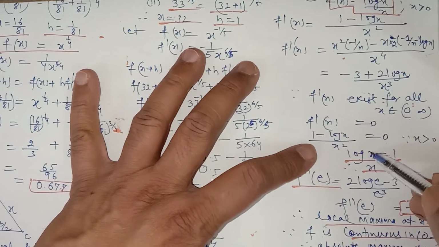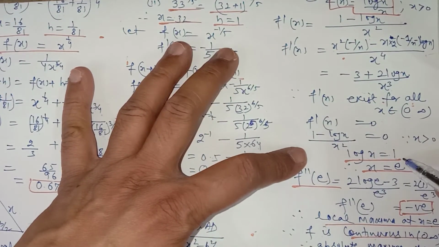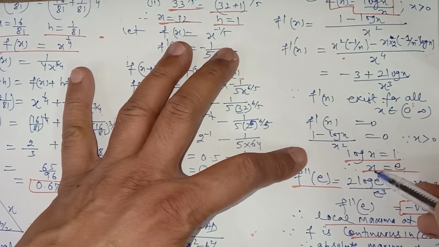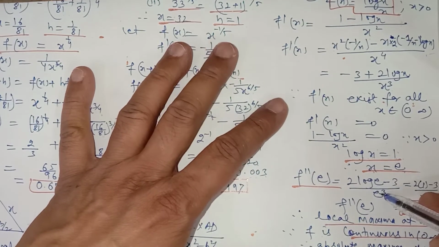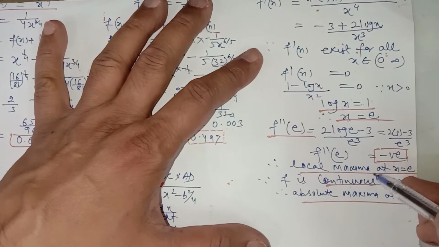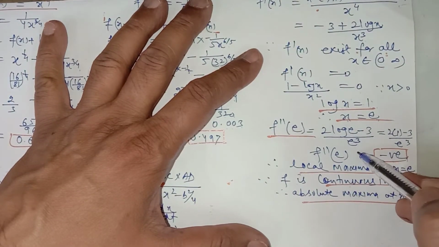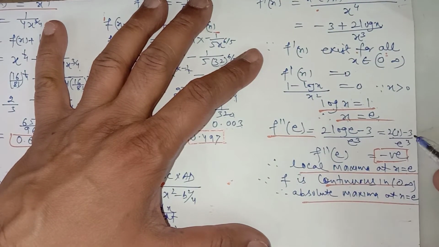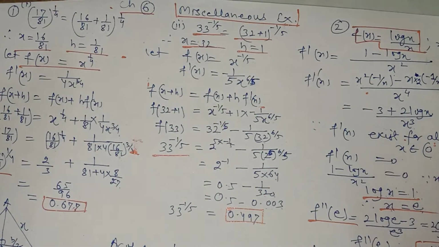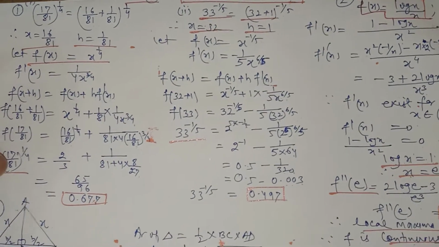Because it is a continuous function, therefore it will be an absolute maxima, and at x equal to e, when you put first derivative equal to 0, that is log x equal to 1, which is coming out to be e. Log e is equal to 1. Replace this value of x in this, you are getting 2 log e minus 3 upon e cube. Log e is 1 and it is minus 1 upon e cube, which is negative. So this is the question number 2.